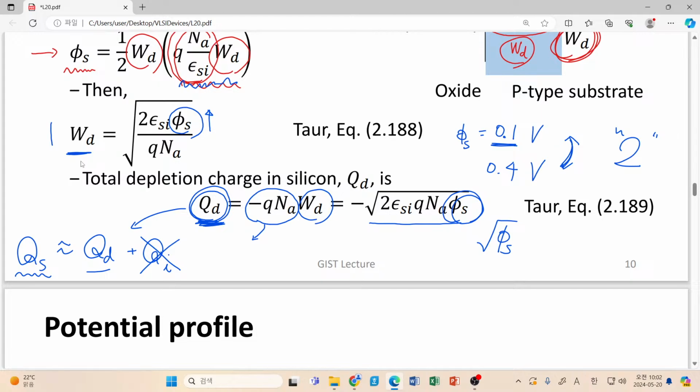So I would say that this is quite moderate, not exponential. It is just to say that if you increase surface bending 10 times, then you have just 3 times larger charge.